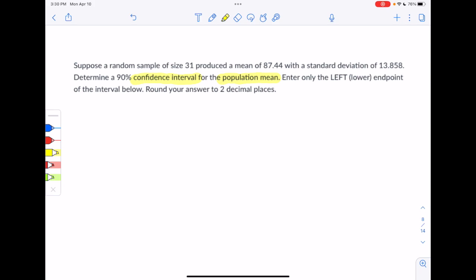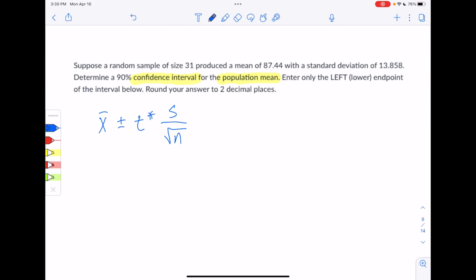So the first thing I want to do is start off by writing the formula down for that. We would want x bar plus or minus a t star times s over root n. So that's our formula sheet for a confidence interval for a population mean.